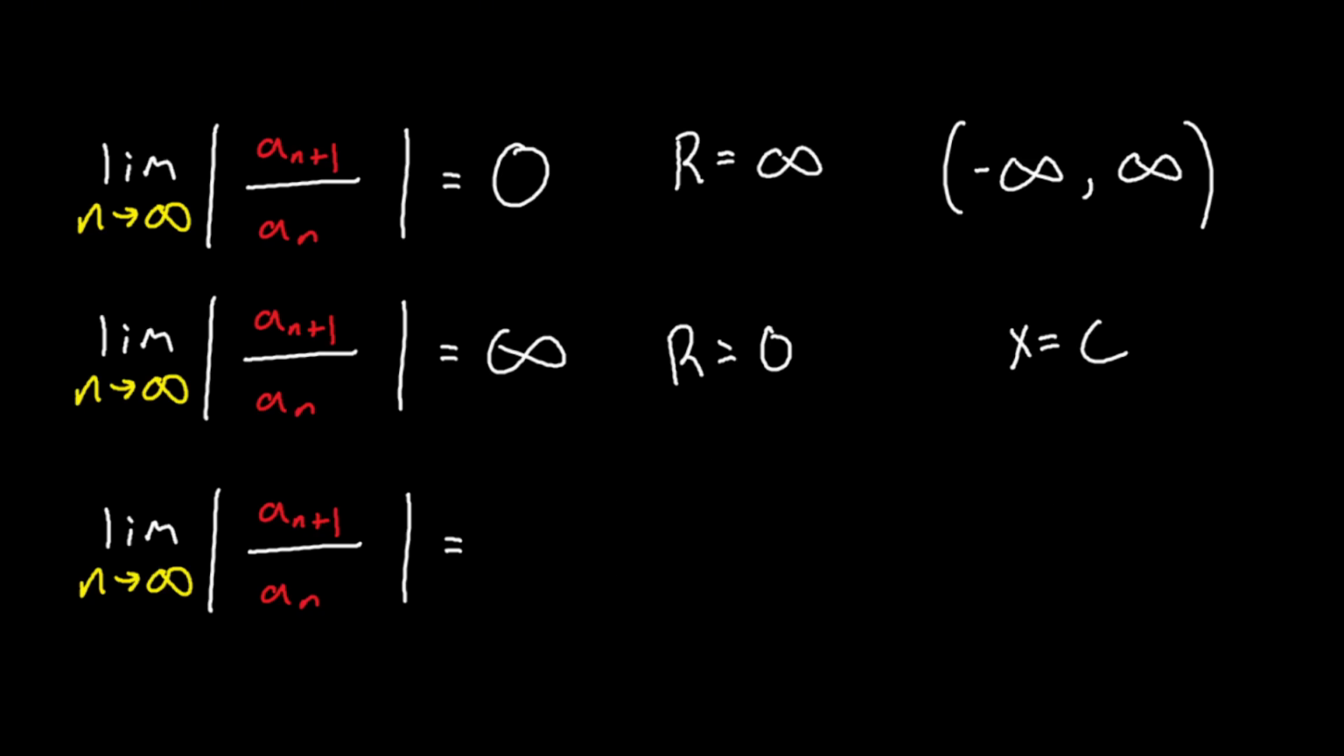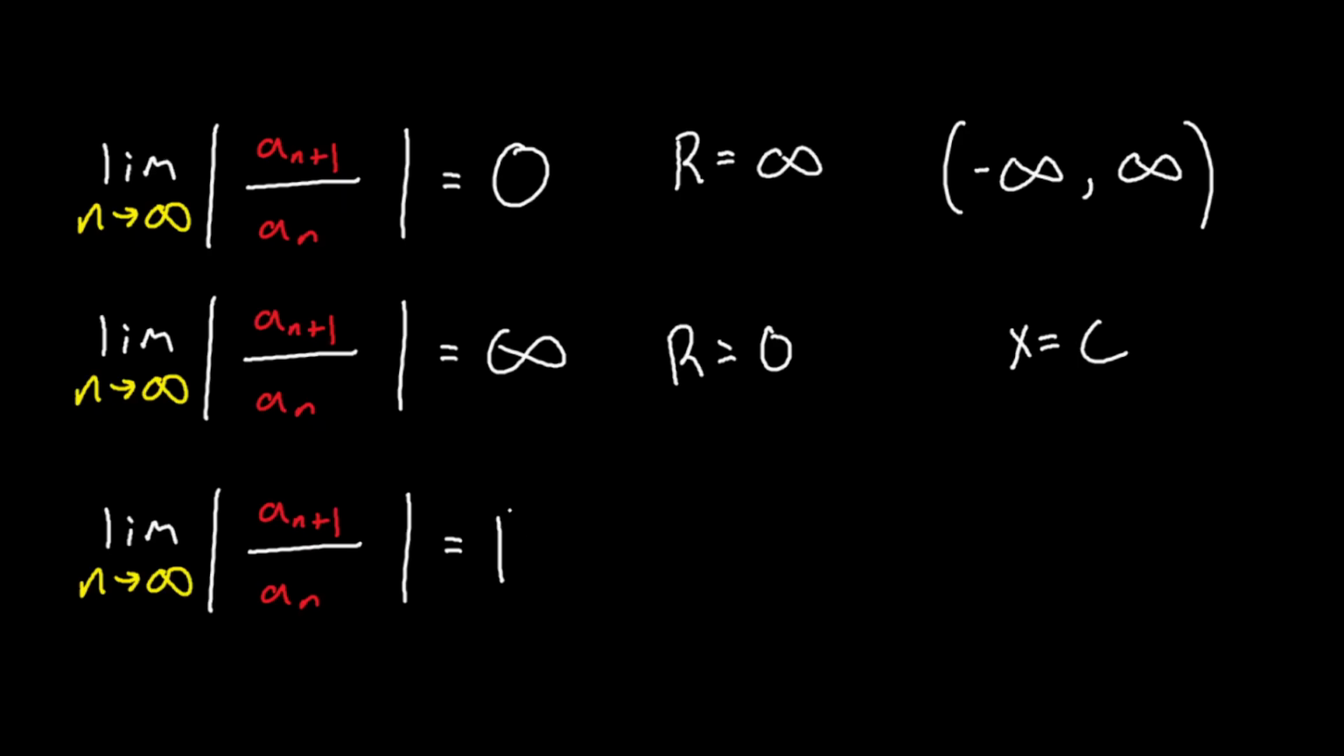So when your result for the ratio test is infinity, your radius of convergence is 0. That just means that you only have one single value of x where your series will converge. What if you get something else?